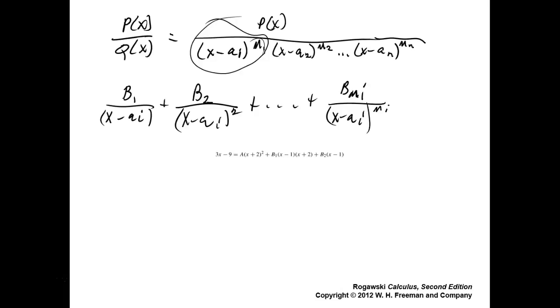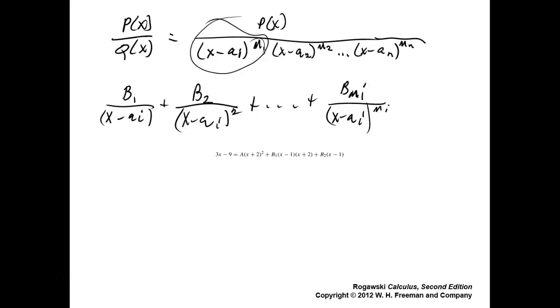Give me a number for m. Make up a number. 4. Okay, so let's say this is x minus a1 raised to the 4th power. Then you would have b1 over x minus a1, plus b2 over x minus a1 squared, plus b3 over x minus a1 cubed, plus b4 over x minus a1 to the 4th power. You have a single letter over the first power, second power, third power, until you get to the highest power. That's what it means, and you do it for every one of these.